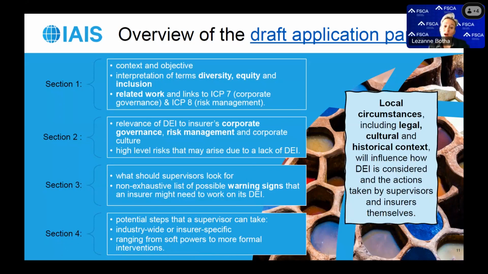Section 2 explains why DE&I is relevant in the context of an insurer's corporate governance, risk management, and corporate culture, and flags at a higher level some of the risks that may arise in an insurer due to a lack of DE&I. Section 3 highlights relevant matters that supervisors could look out for and provides two non-exhaustive lists of possible warning signs that an insurer might need to work on its DE&I. Section 4 proposes potential steps that a supervisor can take, either industry-wide or insurer-specific, in response to identifying concerns related to DE&I, ranging from soft powers to more formal interventions.